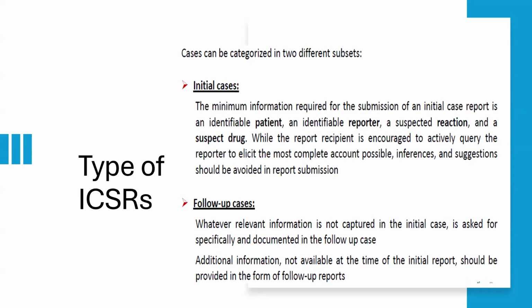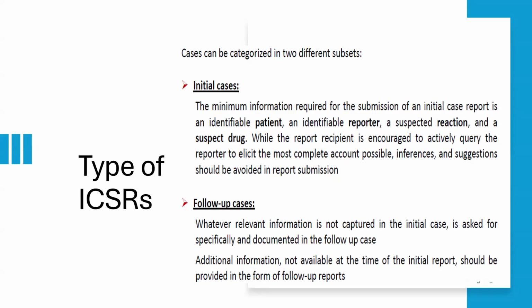And what is the criteria for validity? The case should have the four minimal criteria for a valid report: an identifiable patient, an identifiable reporter, a suspect drug, and a suspected reaction. These all should be there, then a case is a valid case. And whenever we receive these cases for the first time into the database or from the reporter, we need to check for duplicates.